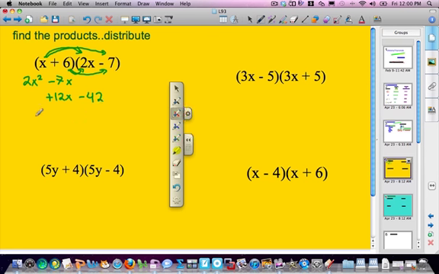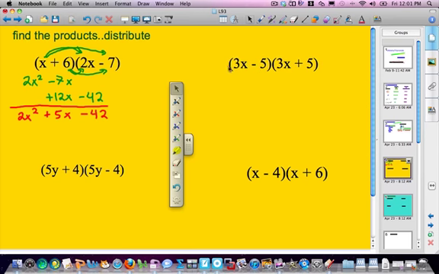Final step will be to combine like terms. 2x squared, 12 minus 7 is a positive 5x. The constant of negative 42 comes down. So this expression, x plus 6 times 2x minus 7, yielded a quadratic trinomial, 2x squared plus 5x minus 42. Our next example is two linear binomials multiplied together. And once again, let's distribute.